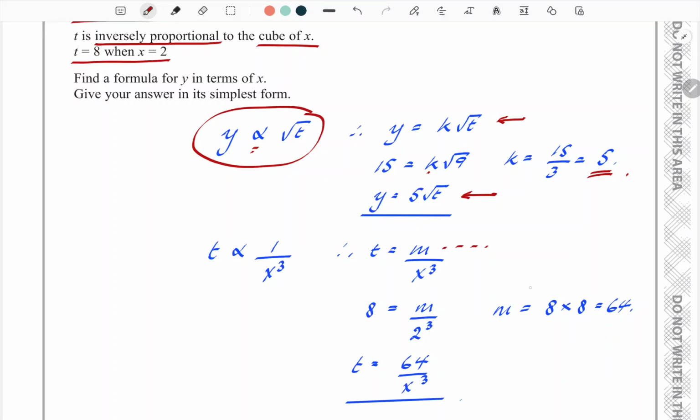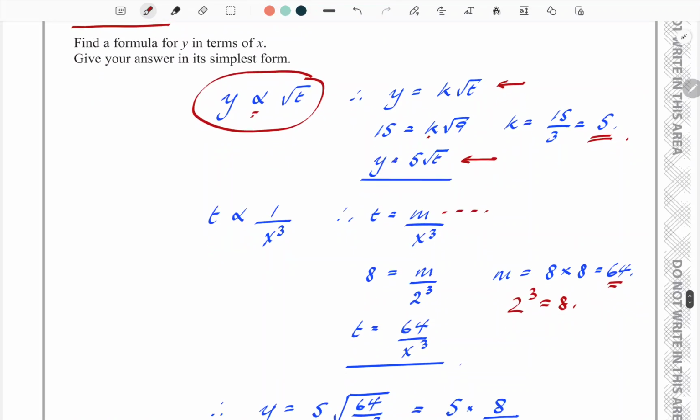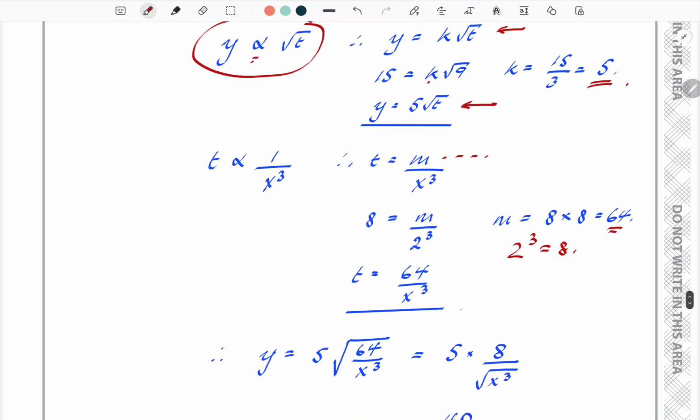And 2 cubed, remember, is 8. So m must equal 8 times 8, so 64. So t equals 64 over x cubed. All right, so that's your equation in t.